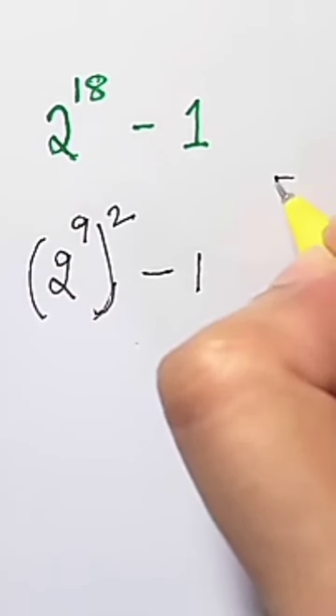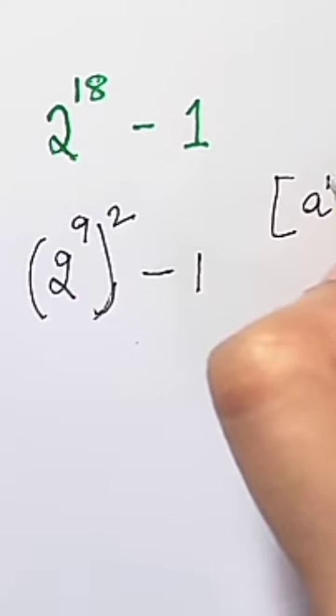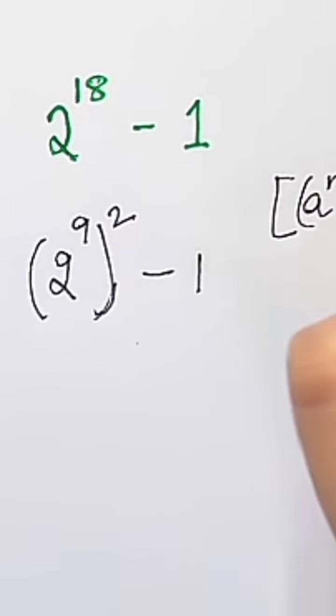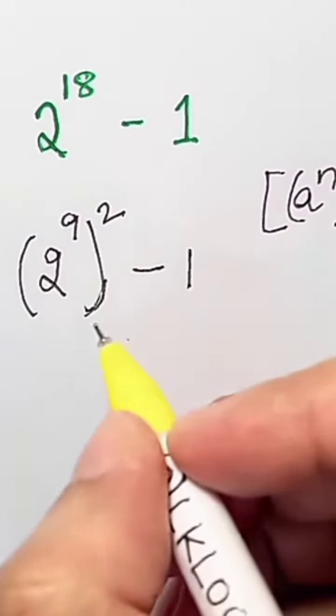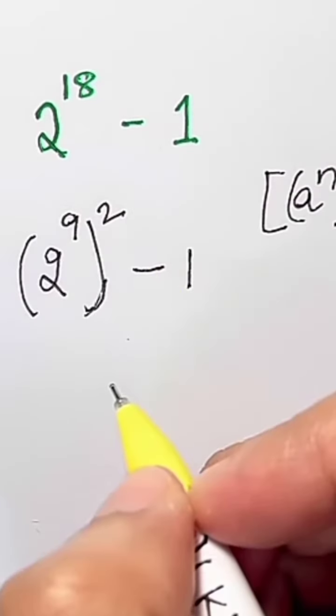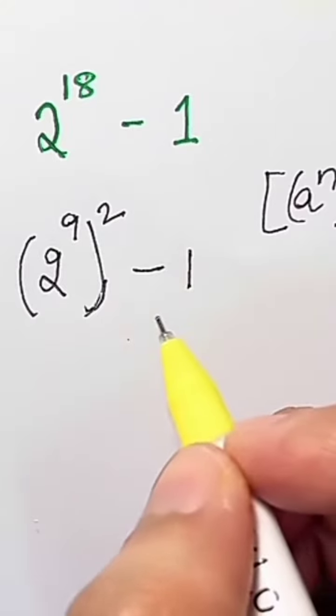So what have we used here? a to the power of n, whole to the power of m, is equal to a to the power of n times m. So here you have the product of the power, so you can split it in this way. Now, what does it look like?